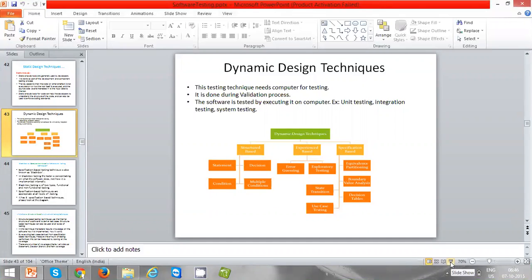So in the last class, we talked about dynamic design techniques, what they are, and all those things we covered. Let's go inside and discuss more about dynamic design techniques. At a high level, we know it has structure based, experience based, and specification based. Let's talk about them one by one.